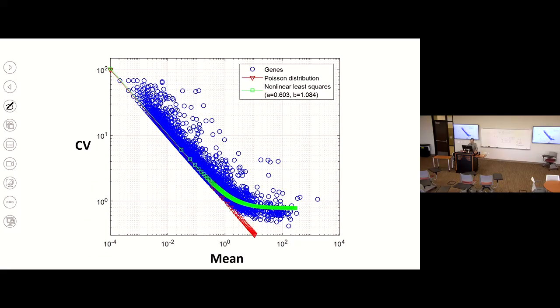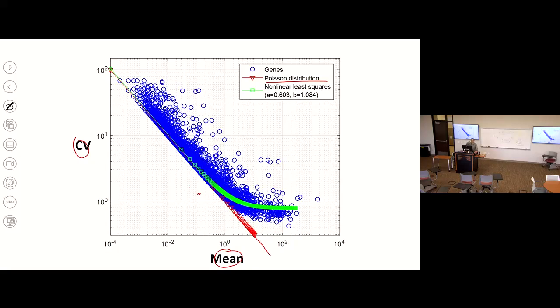So this is a regression. We have the mean and CV in the log scale. Each blue point is a gene, so those are all the genes expressed in the lymphoblastoid cell line. We see every gene expressed in biology has more variability than expectation. The expectation is this straight line of the Poisson distribution, so no genes fall into this region.